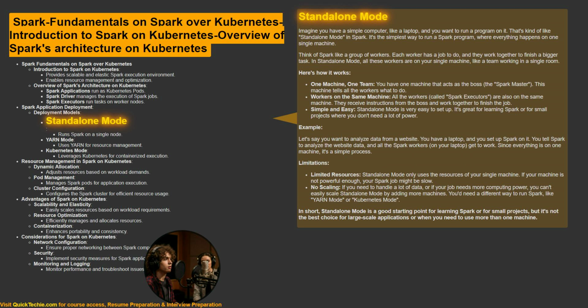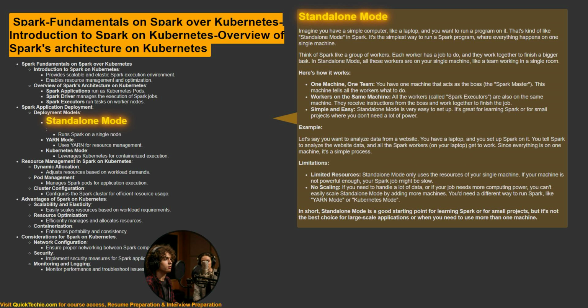Here's how it works. One machine, one team. You have one machine that acts as the boss, the Spark master. This machine tells all the workers what to do. Workers on the same machine. All the workers, called Spark executors, are also on the same machine. They receive instructions from the boss and work together to finish the job.